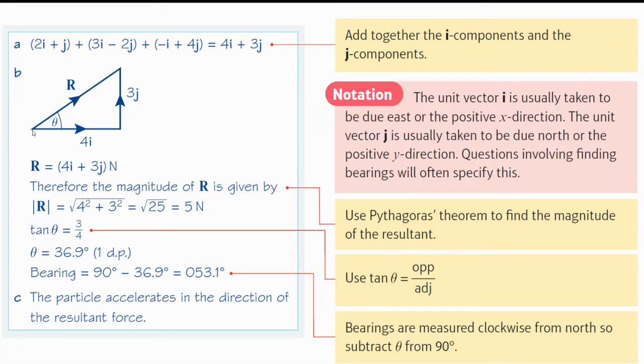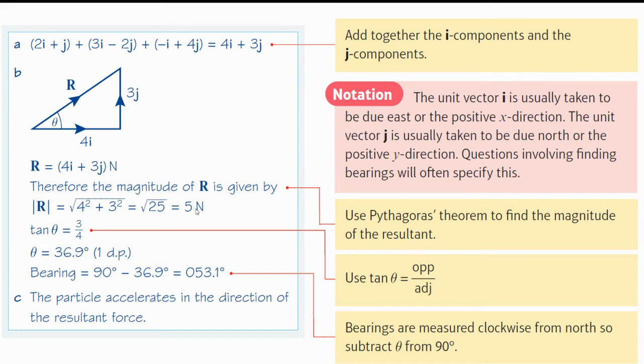But think about bearings. Bearings are clockwise from north. So here's your north line. Our angle down to here would be 53.1. You've got to stick a 0 in front because bearings have to have 3 digits. So it's a bit of a recap of GCSE stuff with bearings, but you're capable of it. And to describe it, we've got to say it's going to be accelerating in this direction with this force of 5 newtons.